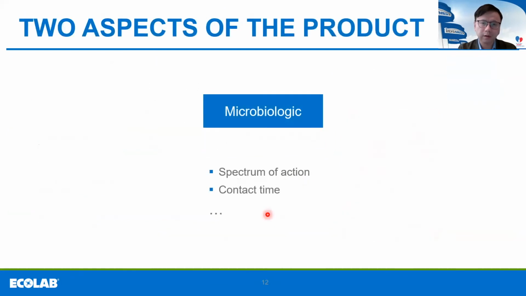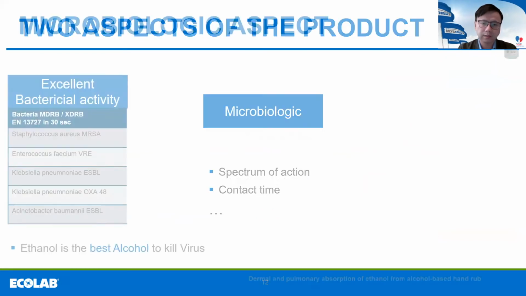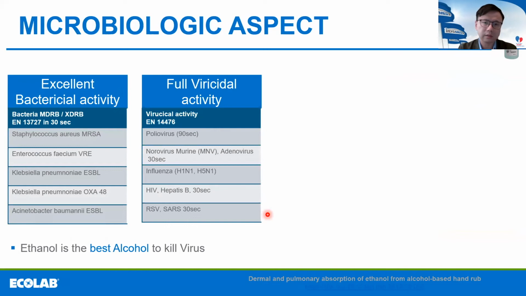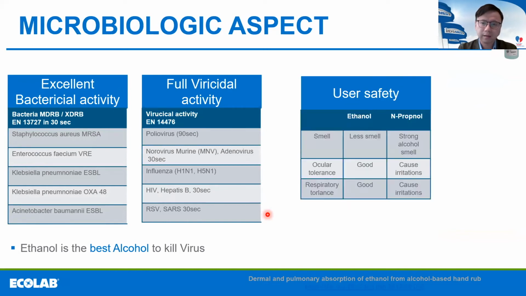In terms of microbiological property, it's important that we choose a product that can kill a wide spectrum of microorganisms, namely bacteria, fungi, and we, as I shared earlier, use an ethanol-based product that has no, or rather less smell, has good tolerance on skin and will not cause irritation to our respiratory system.